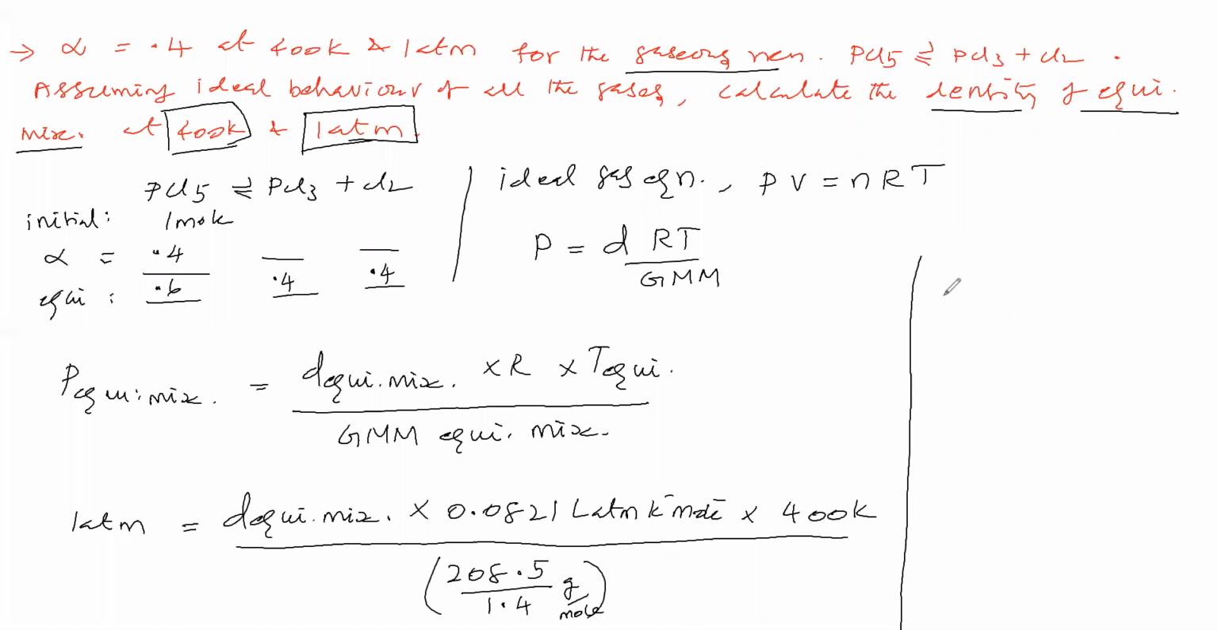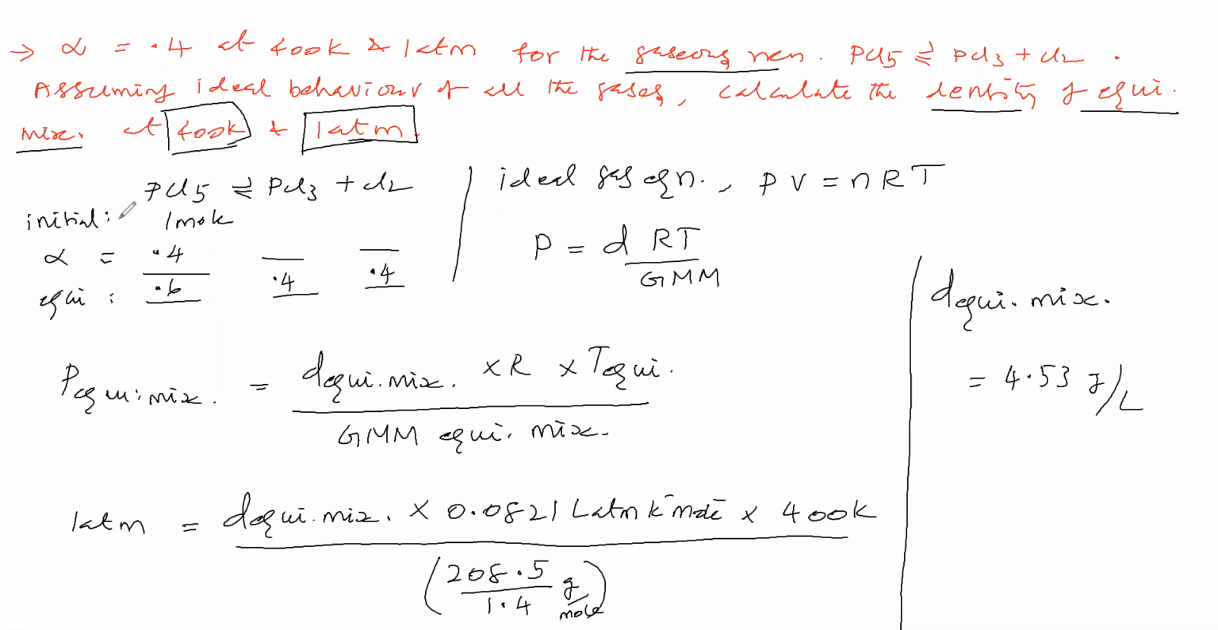On simplification, we get the density of the equilibrium mixture. The density of the equilibrium mixture is 4.53 gram per liter. Now we have taken certain assumptions, and based on those assumptions we got the value. What are the assumptions we have taken?